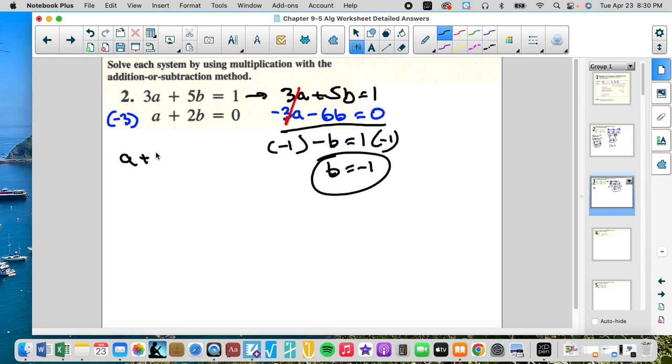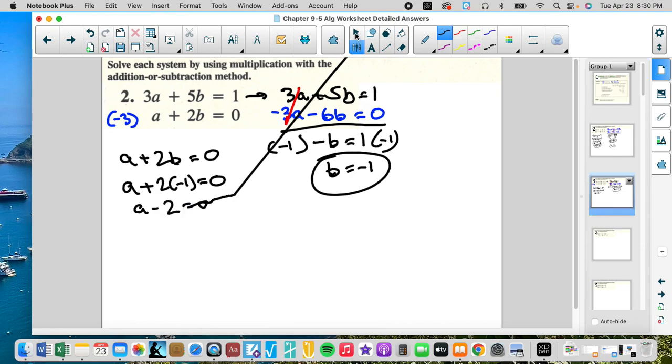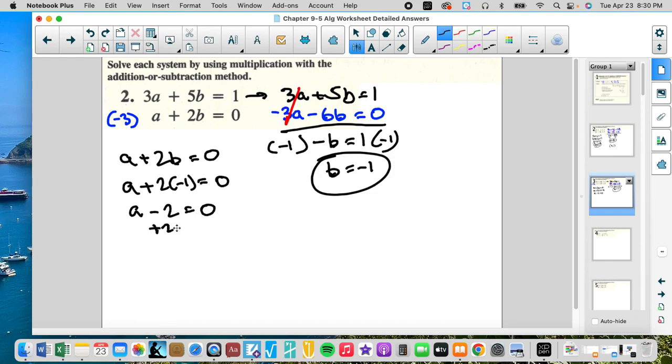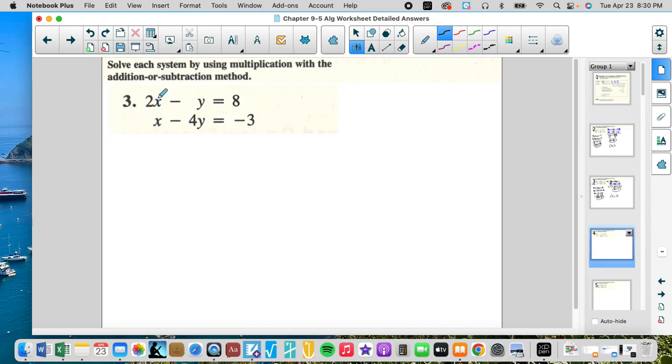Let's use this equation just because it's closest. A plus 2 times -1 equals 0. A minus 2 equals 0. Let's add 2, add 2. A equals 2, and we have 2, -1. Let's just check, make sure I didn't erase something that I needed. Nope, that's good.